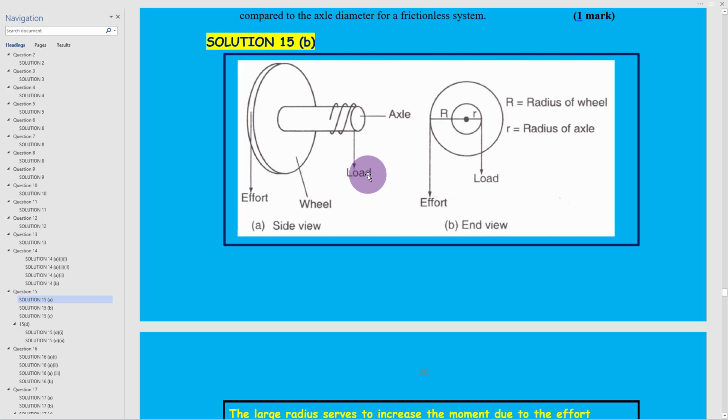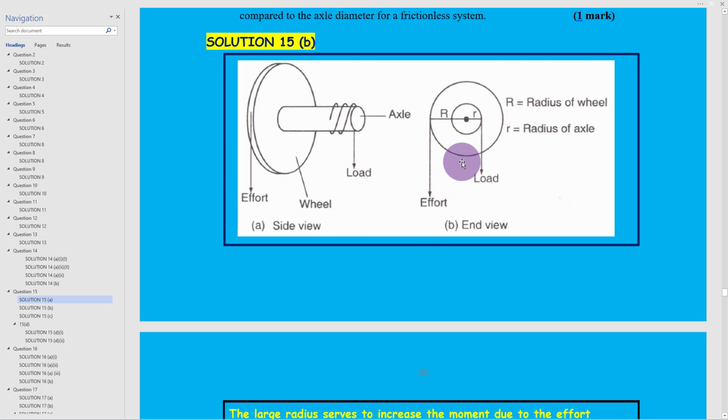So the load is usually connected to the string or the rope which wraps itself around the axle, while the effort or the force that we apply is usually applied here. There is always a groove here, and there is a string that we pull, so that as this wheel turns, the axle is also going to turn. If we look at this diagram from the side, this is what we are going to see.